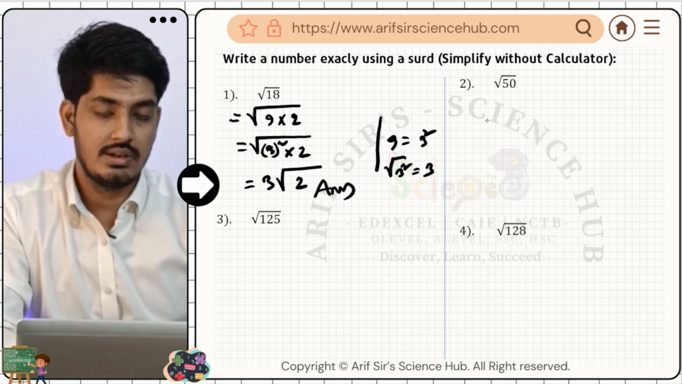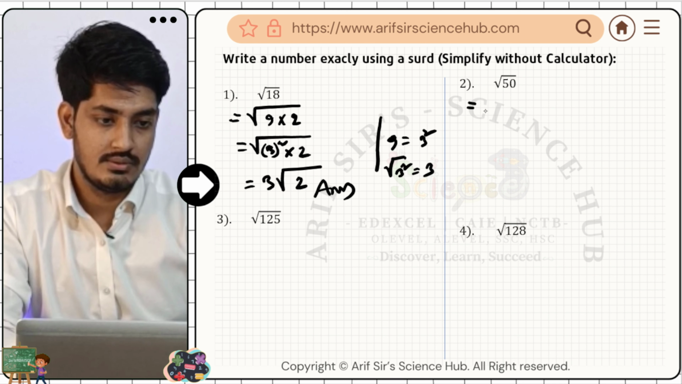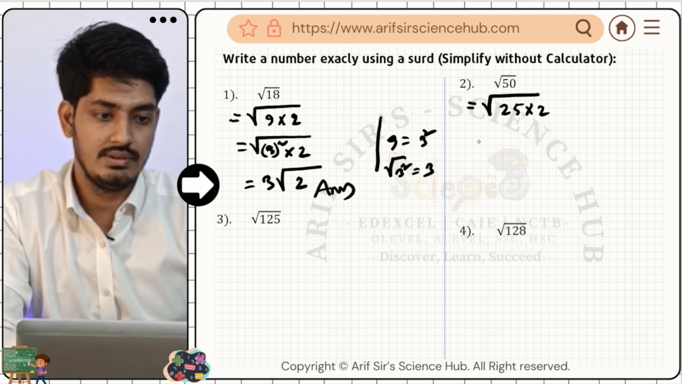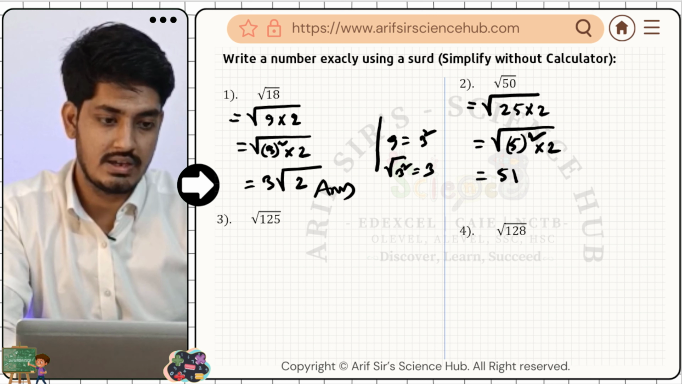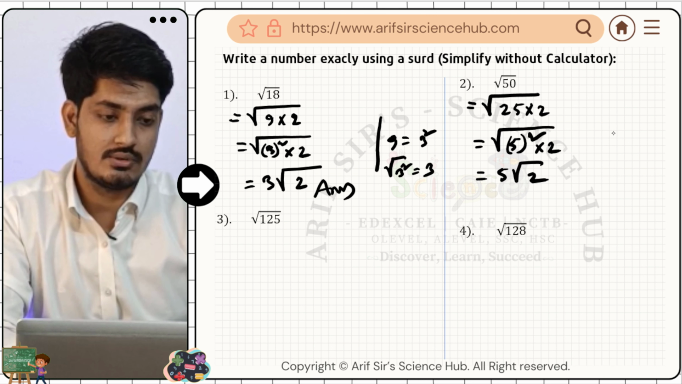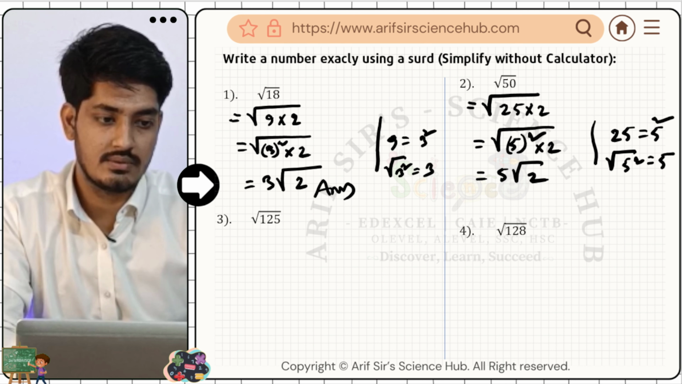Okay, so let's solve this square root 50. How can we simplify this number? We can easily write 25 into 2. That means it should be 50. We can simplify this 25. That means 5 squared into 2. So we can bring this 5 out of the square root. It should be 5 square root 2. So 25 is equal to 5 squared, and square root of 5 squared is equal to 5. Okay, so that's the answer.